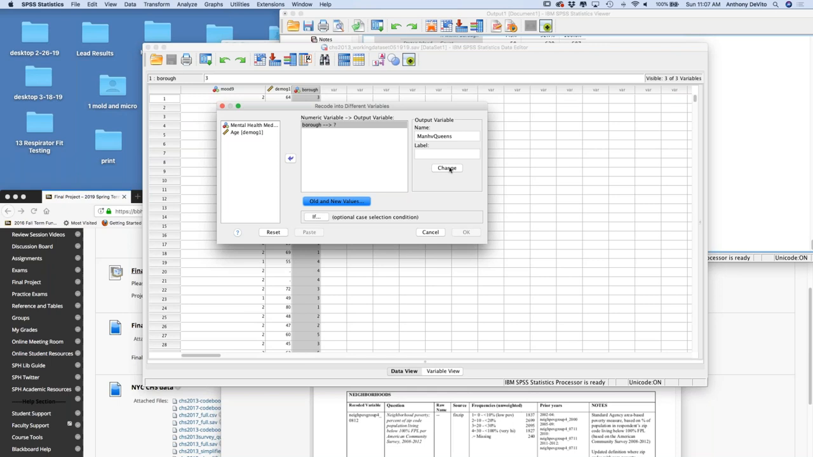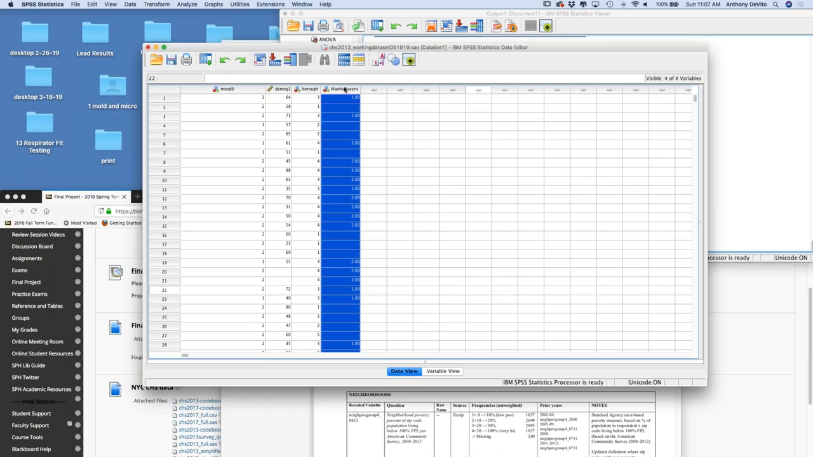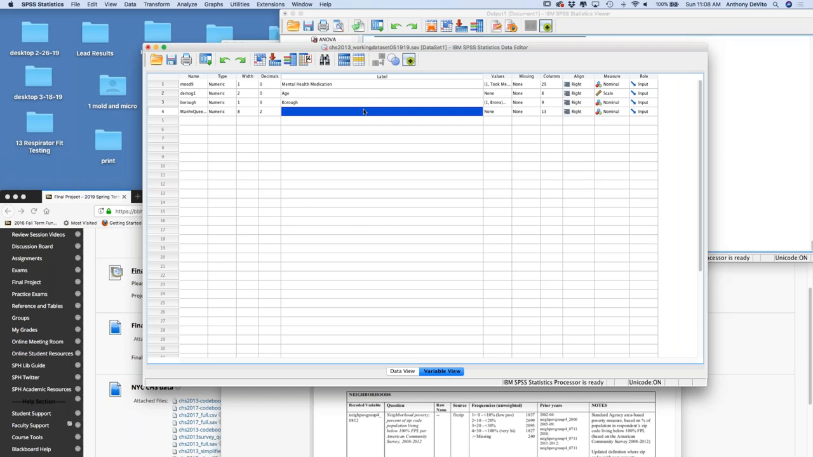And now notice that darkened. It's going to repeat that for the label, what it's going to use on the ground. I'm going to click OK. And voila, I now have a new variable with only ones and twos in it, right? So only Manhattan and Queens in it. So I'm going to click the variable view, and I'm going to say there's no label there. So I'm going to say Manhattan and Queens.